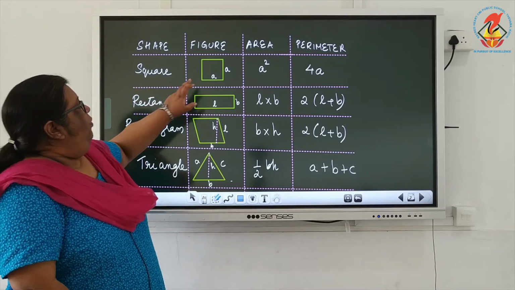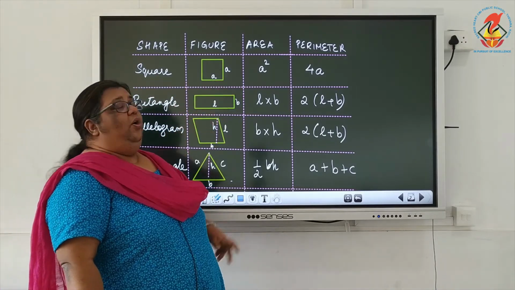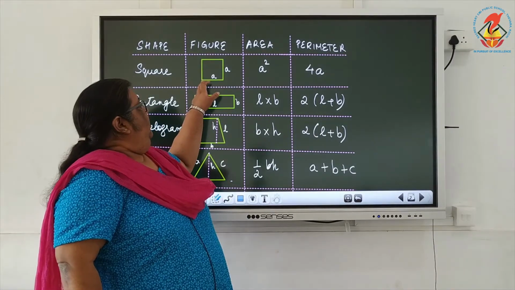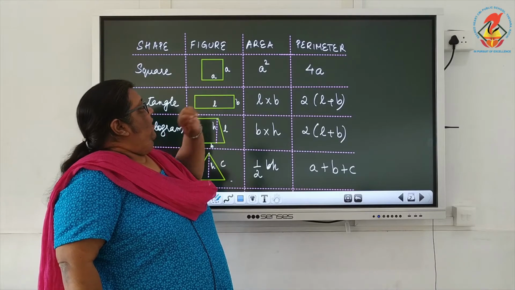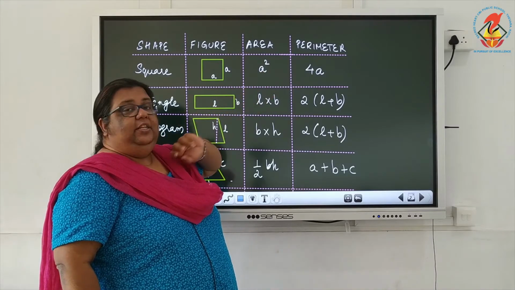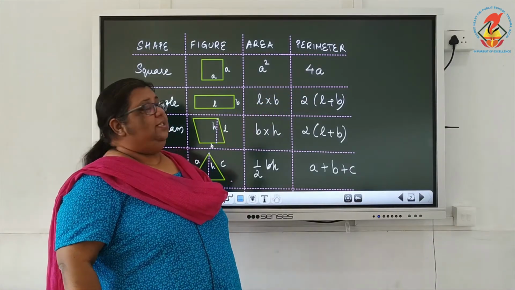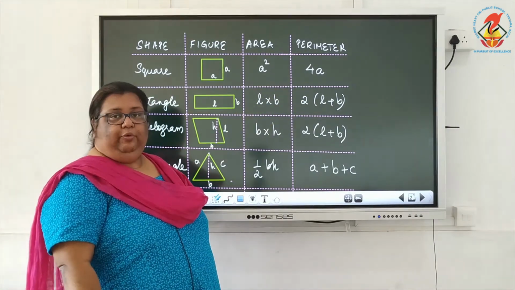Square. What are the properties of a square? All the sides of a square are equal and each angle is 90 degrees. Area is A into A, side into side, A square. Perimeter is 4 into side, 4A.